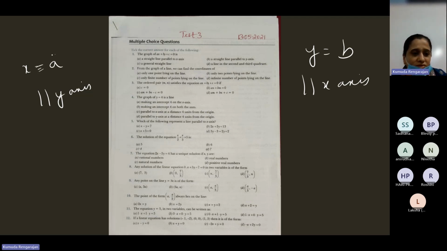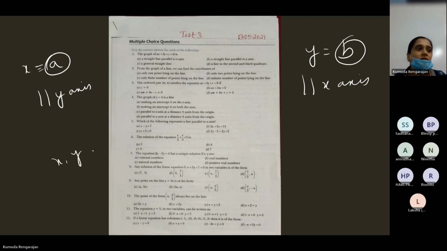And it should be x is equal to some number which can be positive or negative. Here also b, some number which is positive or negative. If you have both x and y in the equation, it will not represent a line parallel to the x or y axis. It will intersect the x and y axis. All right.